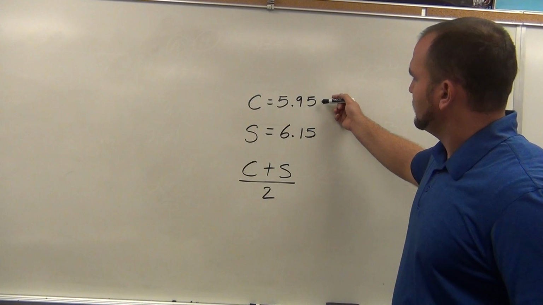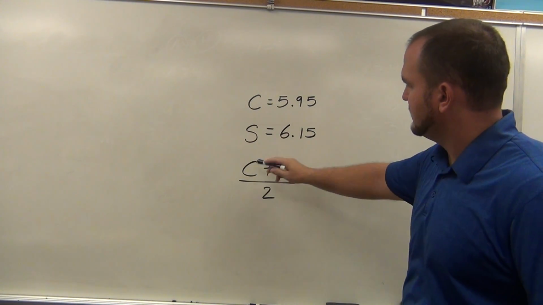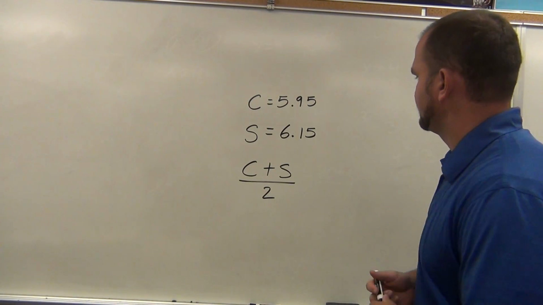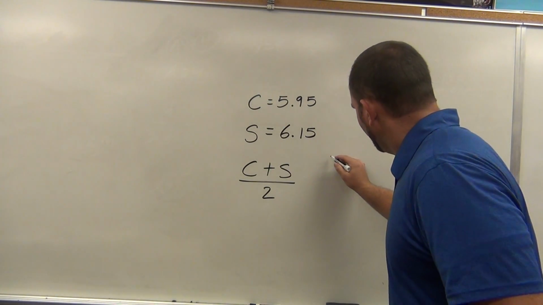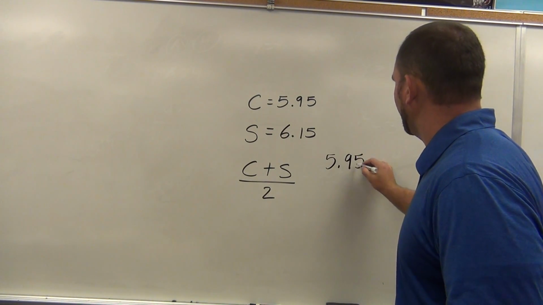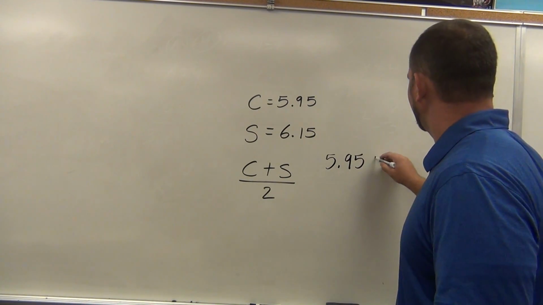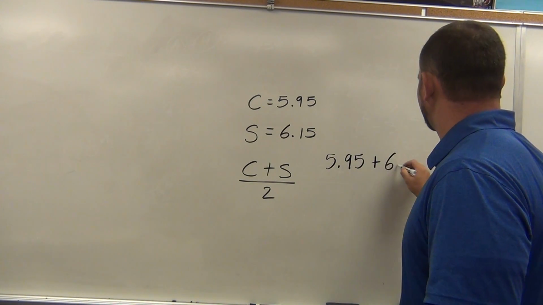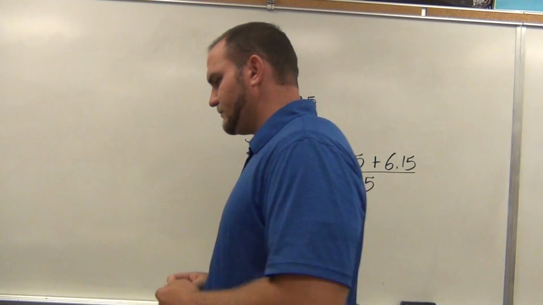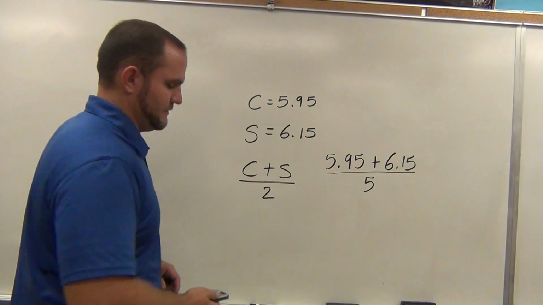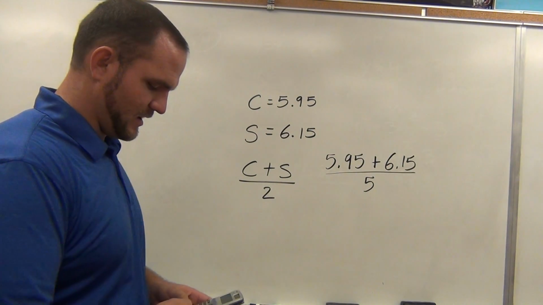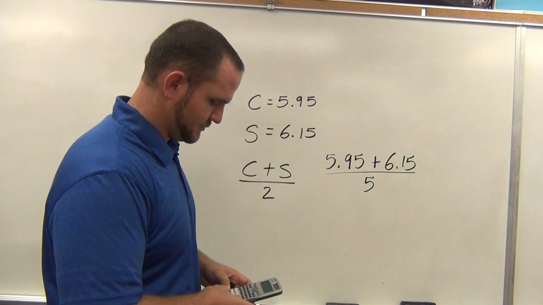So let's look at this. I'm going to replace C with $5.95, and S with $6.15. So let's go ahead and do that. $5.95 added to $6.15. So taking a look at that for a second: 5.95 plus 6.15.